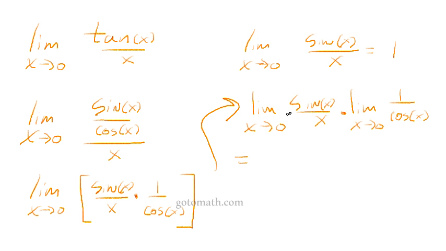Now, the limit as x approaches 0 of sine x over x is just 1. Now we can do direct substitution here, and this becomes 1 over cosine of 0. And cosine of 0 is just 1. So it equals 1. So there you go. When you see tan x over x, it's going to be equal to 1.